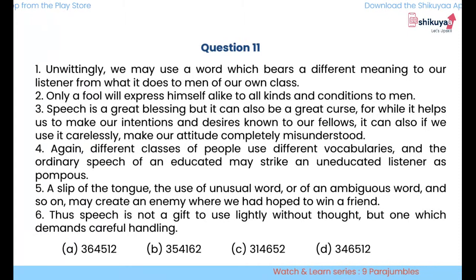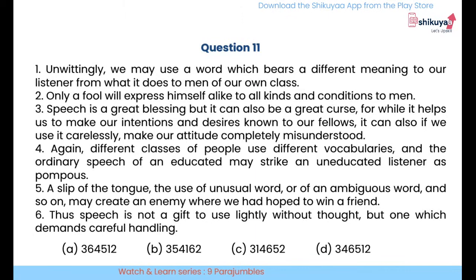Is there any option which says 5 and 4 are the pair? 5 should be before sentence 4. So the only option we can see is option B. If you look at option B, it says that 5 and 4 is the pair. Okay, we have found the pair here, only option B.